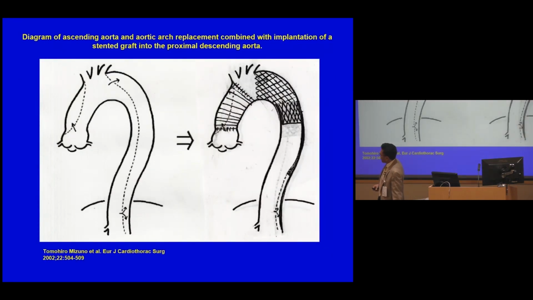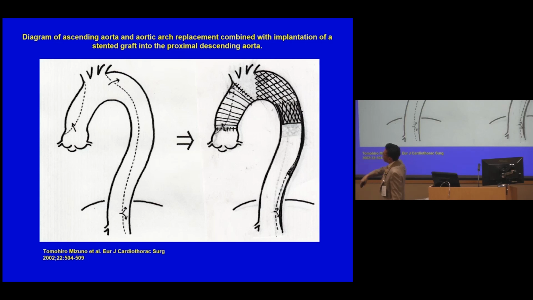So then the Japanese back in 2002, and actually they had been working on it in the late 1990s, are the ones who came up with this frozen elephant trunk technique. Initially they didn't call it a frozen elephant trunk. They were basically doing an ascending hemiarch repair, and then to tack the flap on the proximal descending thoracic aorta, they would put an endostent.